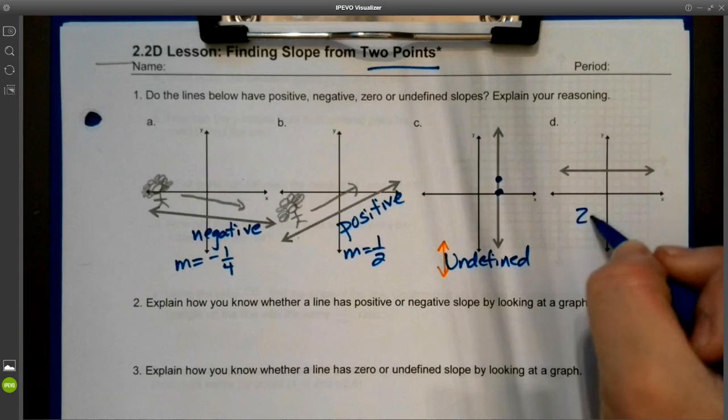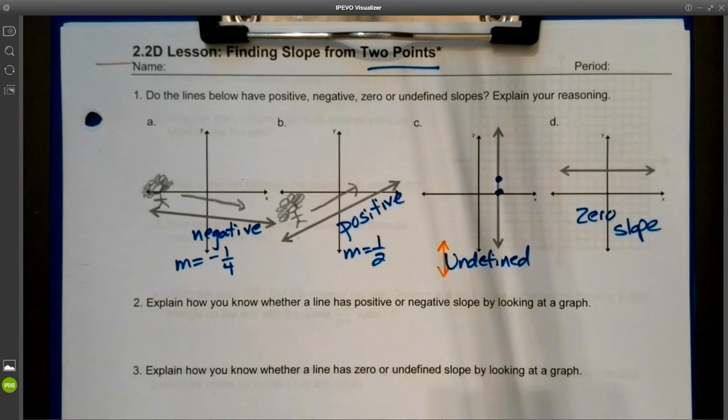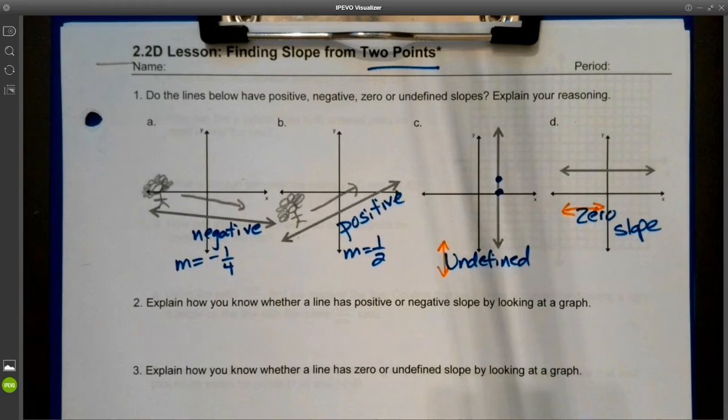And for D, of course, that's going to be 0 slope, because all horizontal lines have 0 slope. And if you look at the Z, look at the top and the bottom of the Z, what's happening? I see some horizontalness happening.